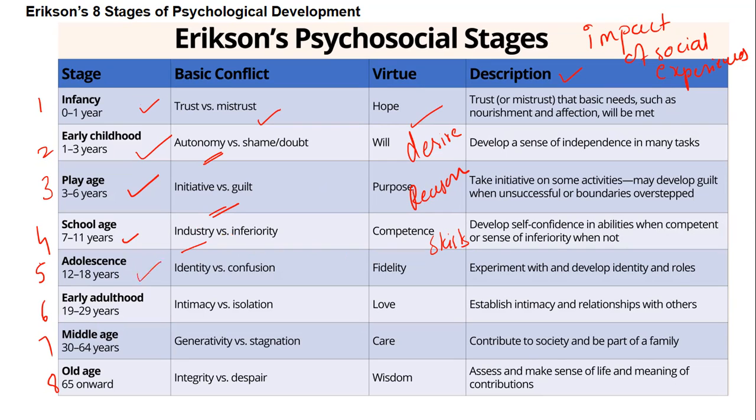Adolescence, the age group of 12 to 18, talks about identity versus confusion, that is fidelity. It talks about roles, it talks about identity, and it talks about your mindset, which can result in a bit of confusion.